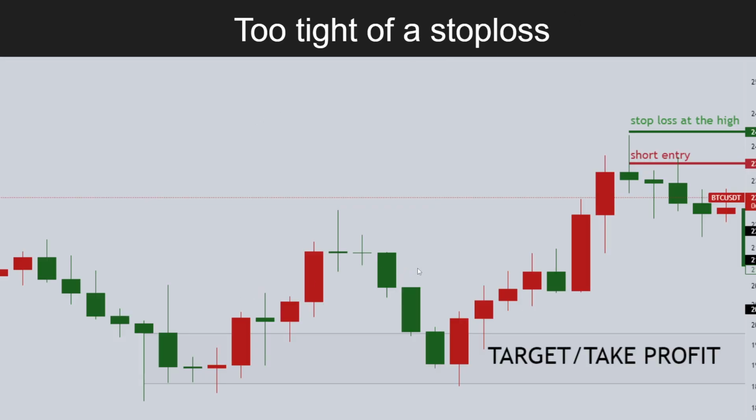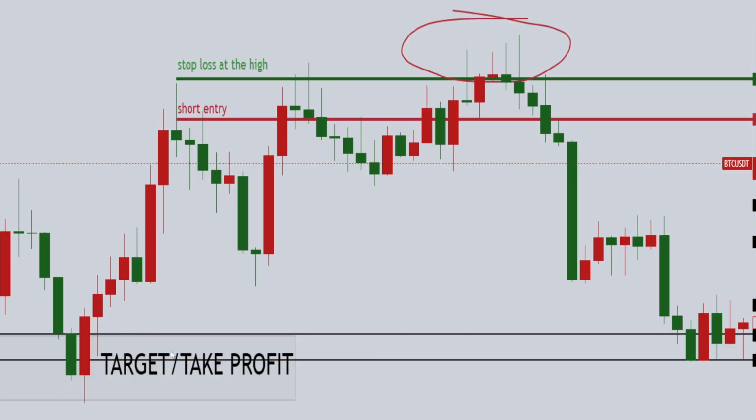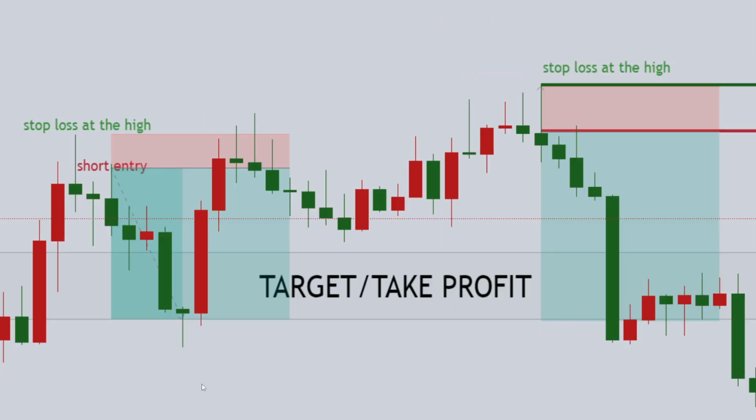Too tight of a stop loss. Stop loss at the high. This is your short entry and this is what you're targeting. And the thing is, they just wig you out over here before going to your take profit. And that's basically the pain of trading. Stop loss at the high, your short entry, your target, and you should have gotten out over here. But sometimes you're good if you got out over here, and you can play the same trick over there again.